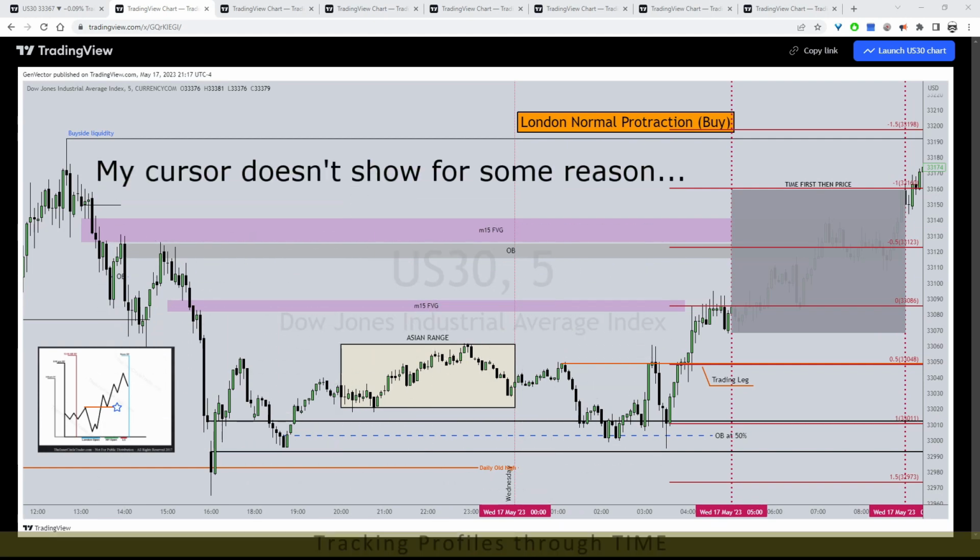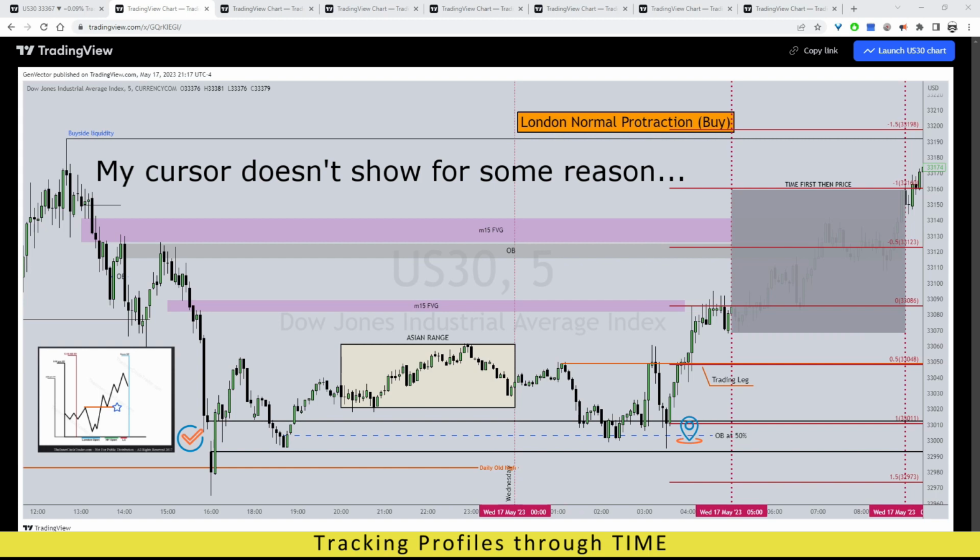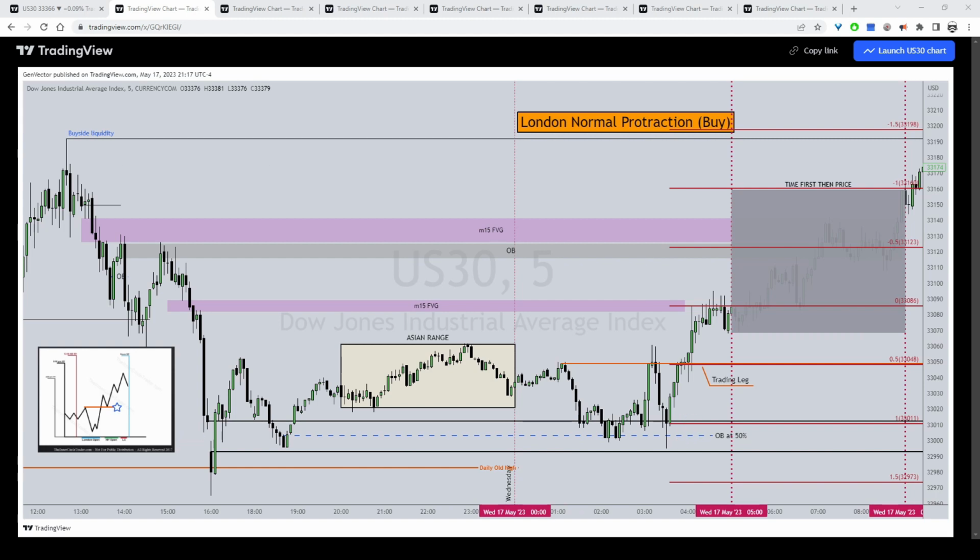So we see that the Asian range dipped down into a volume imbalance. There was an order block right at the 50%. We are anticipating with a normal protraction profile that after the Asian range, we may see a small run up, but we are expecting right at 2 a price run lower.